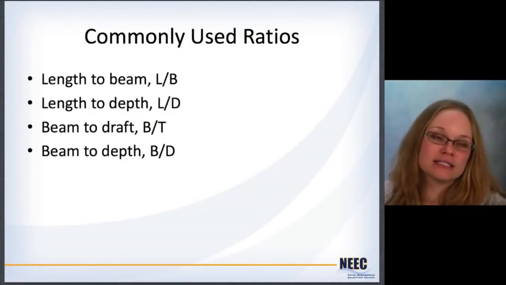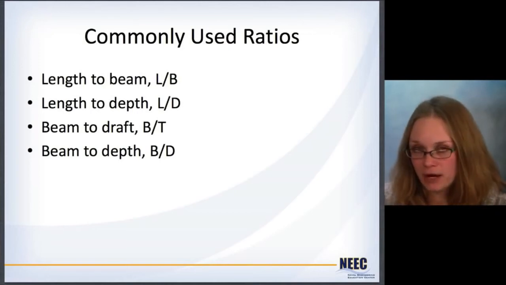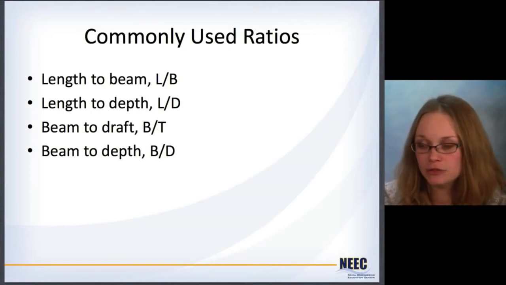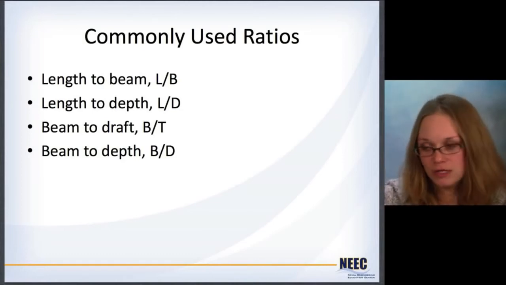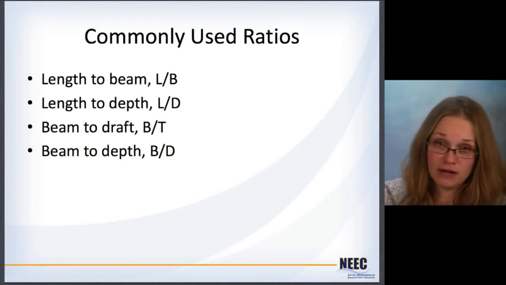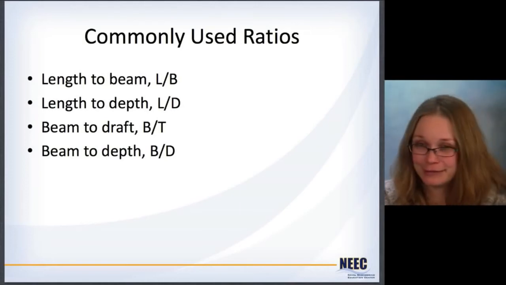Okay, so now we've got some of these numbers, and we can start to use them to compare ships. Some commonly used ratios are length to beam, length to depth, beam to draft, and beam to depth. So again, just know these, remember what they are. They're not very inventively named. There's L over B, that kind of stuff.